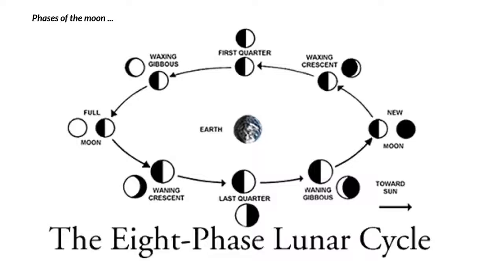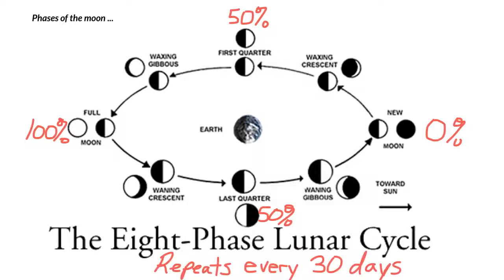During a new moon, 0% of the moon is visible to people on Earth, whereas during a full moon, 100% of the moon is visible. And halfway in between a new moon and a full moon, you have the first quarter and the last quarter. For each of those phases, 50% of the moon is visible. And this cycle repeats approximately every 30 days.